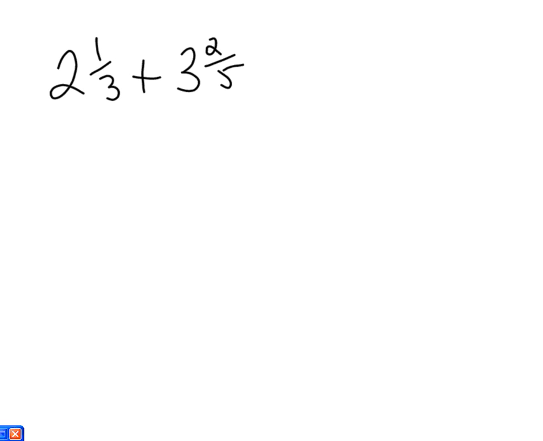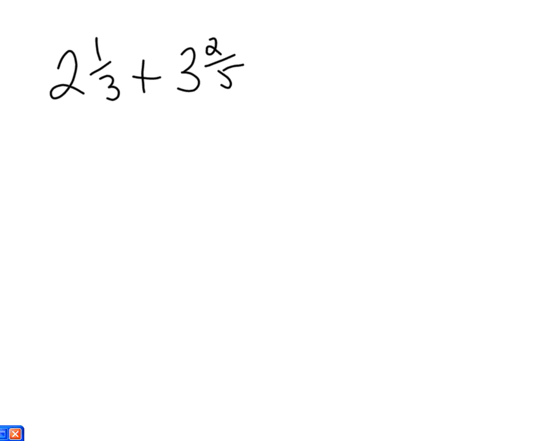Let's take a look at how to add fractions if they're mixed numbers. For example, 2 and 1/3 plus 3 and 2/5. Similarly to when adding fractions that are not mixed numbers, the denominators need to be the same because we can only add if they're the same size.